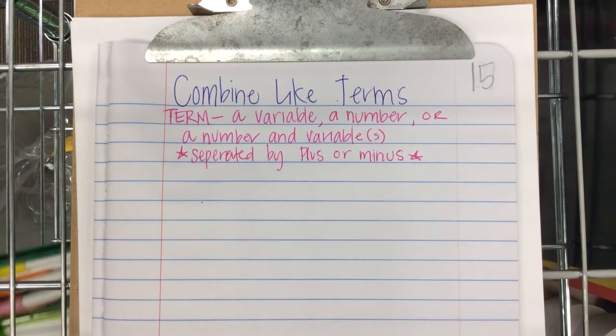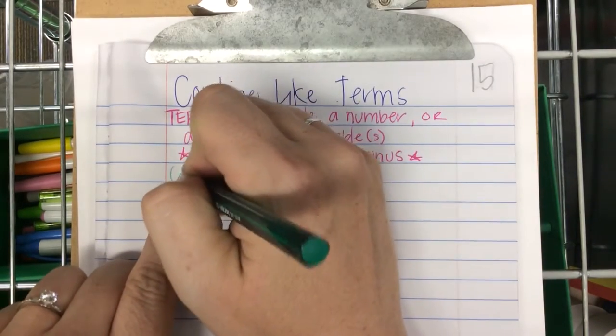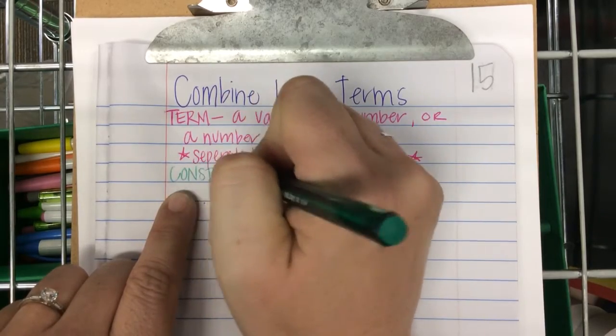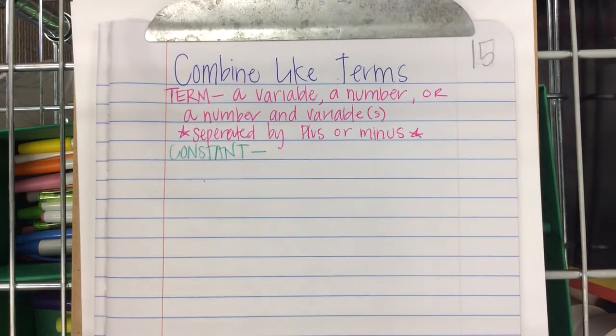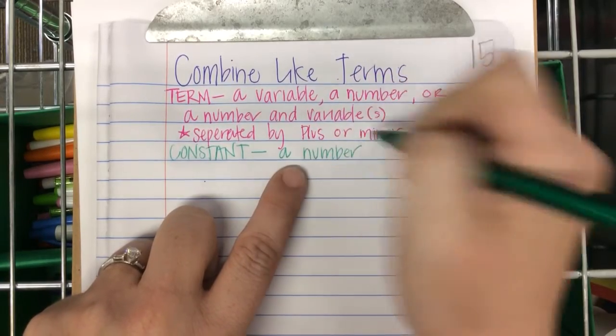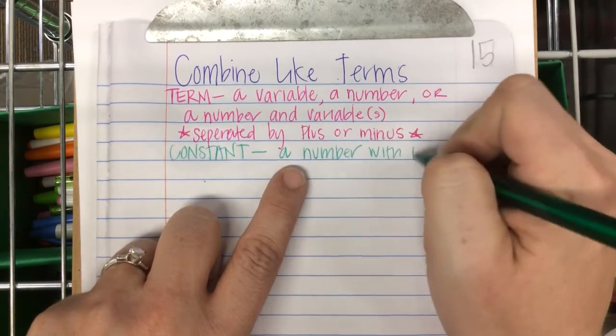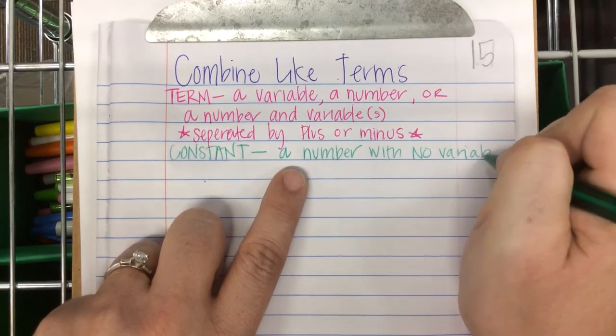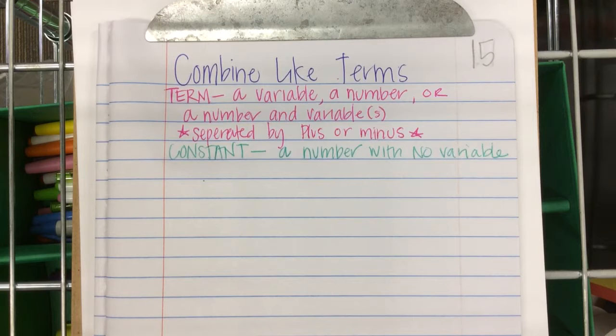Then we've got a vocab word that is a constant. And a constant in a math problem is a number with no variable. The constant is a number in a math problem with no variable.